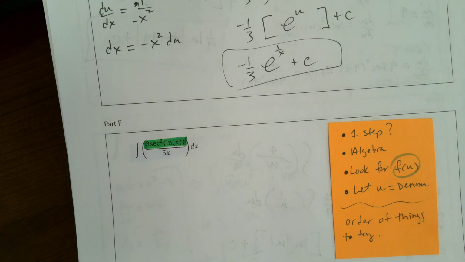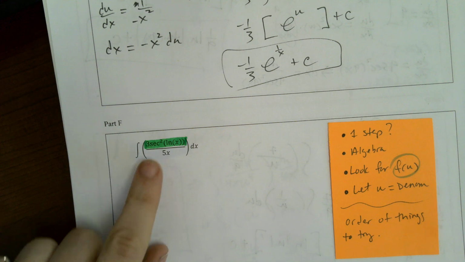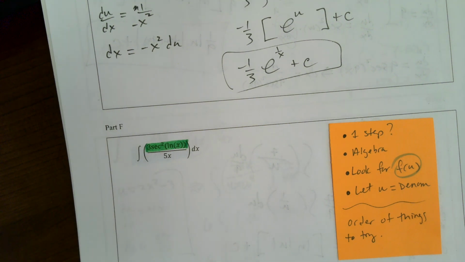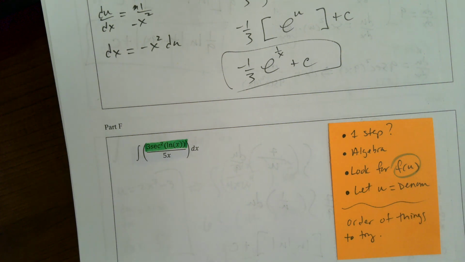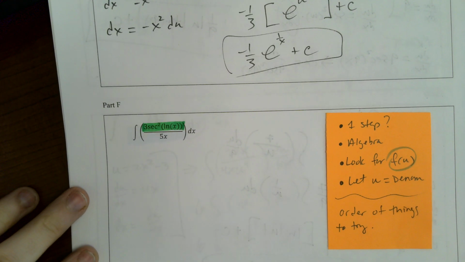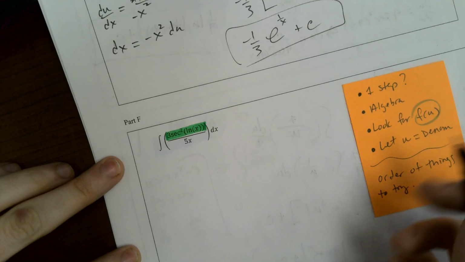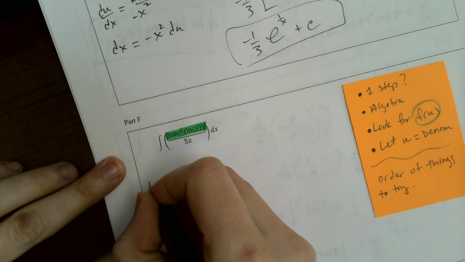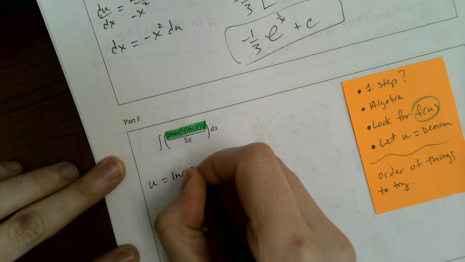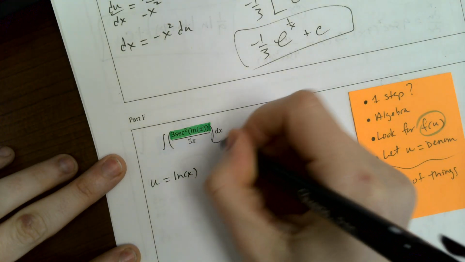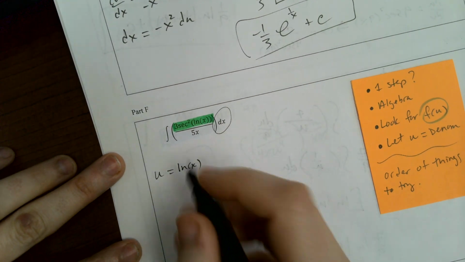Secant squared is that, right? Its antiderivative is tangent. But we don't just have secant squared, we have natural log of x inside of it. So that is the u. So the whole top is the f of u, and the u is natural log. Okay. So I let u equal natural log of x. Let me circle that. I got to change that.